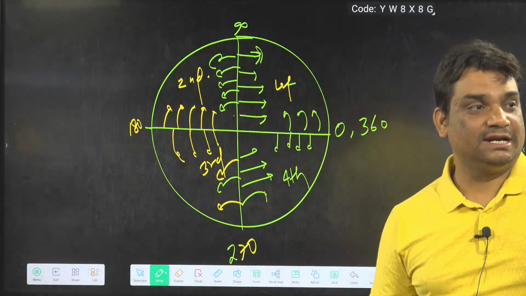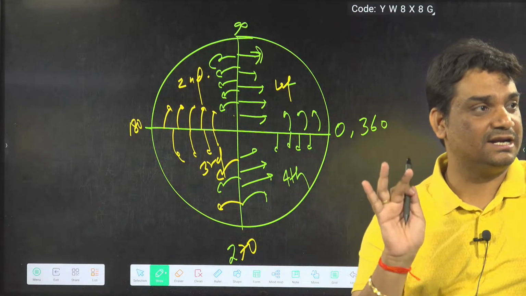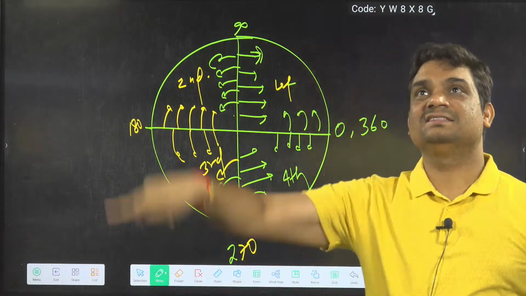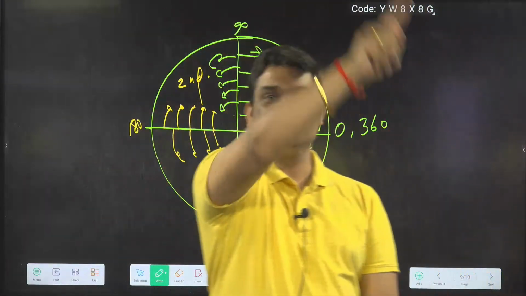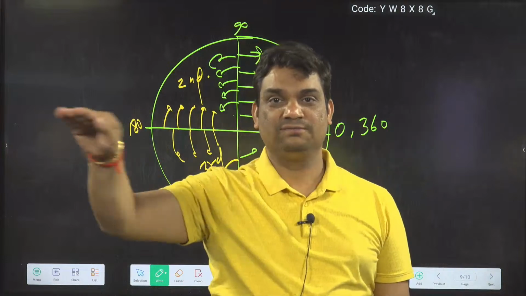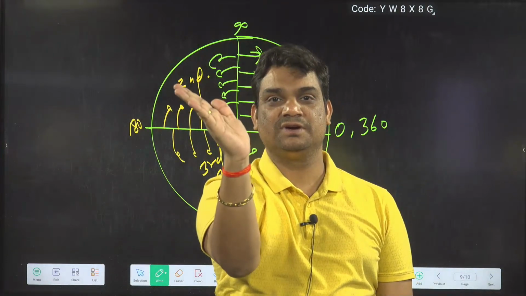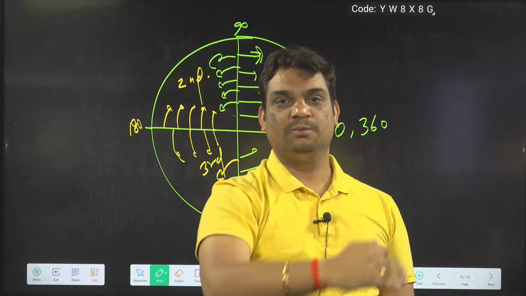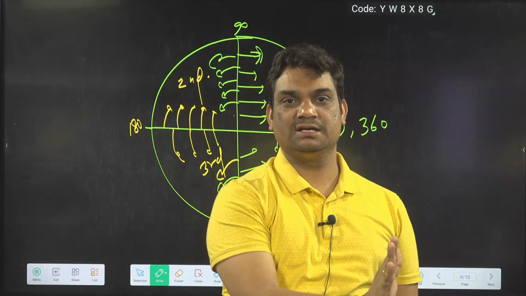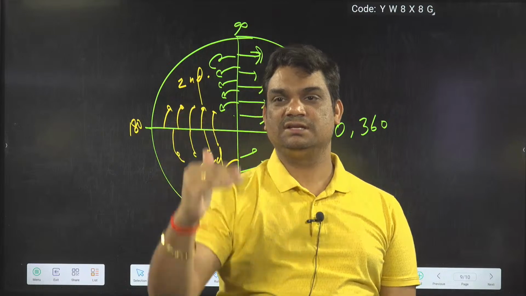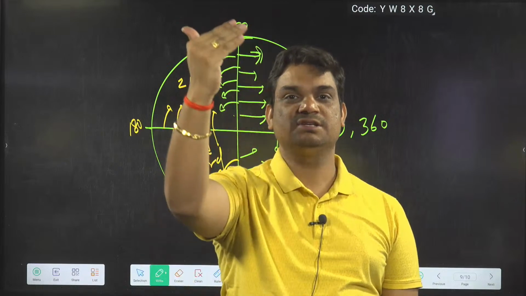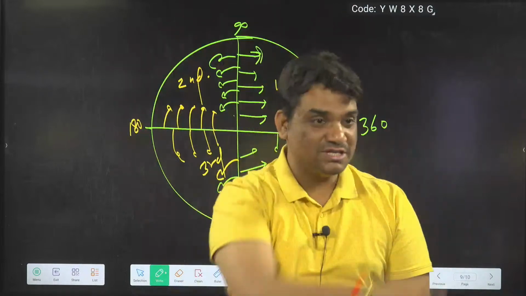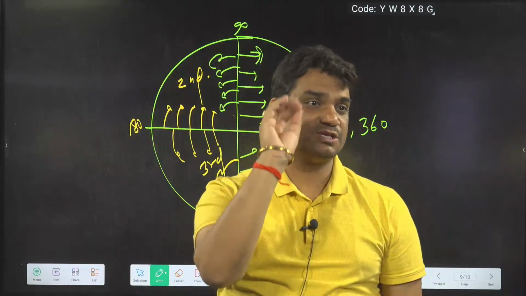180 minus, I am saying second quadrant, 180 minus second quadrant. You should be able to feel, it should be visible to you that this is the circle, okay, four parts. 90 minus first, 90 plus second, 180 minus second, 180 plus third, 270 minus third, 270 plus fourth, 360 minus fourth, 360 plus first. Okay, it should be visible here which quadrant is there.